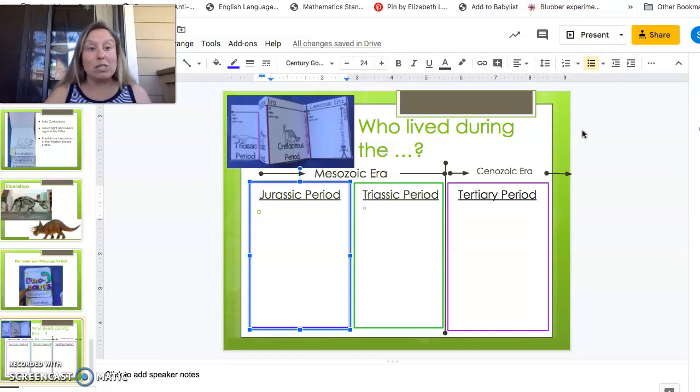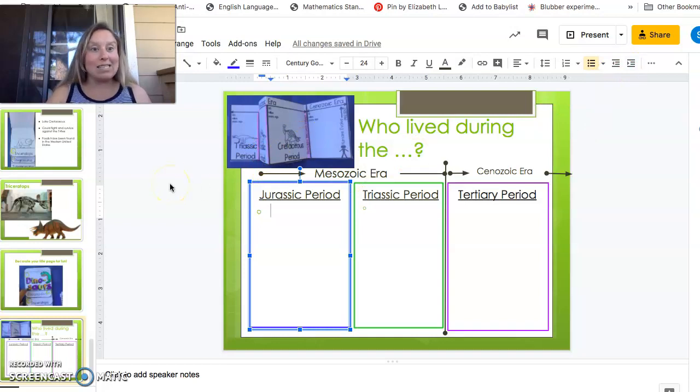We have the Elasmosaurus, Tyrannosaurus or T-Rex, Triceratops, Pteranodons, and this guy, Herbie. He's my dinosaur. This is an ankylosaur. And you could see his picture right here on your timeline.